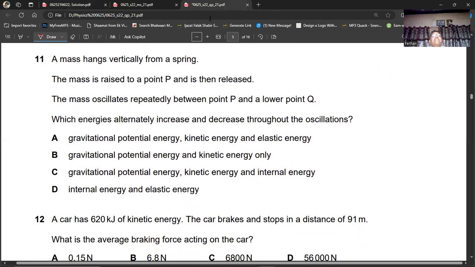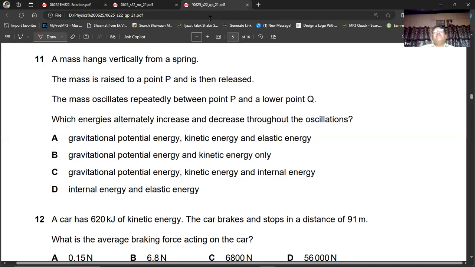Question number 11, a mass hangs vertically from a spring. The mass is raised to a point P and it is then released. So you move the spring upward, it means you compress the spring. Then the mass oscillates repeatedly between the point P and Q. So it's going up, down, P is here, Q is here. So it's moving up and down. P is the highest point and Q is the lowest point in its vibration. They ask which energies alternately increase and decrease throughout the oscillation.